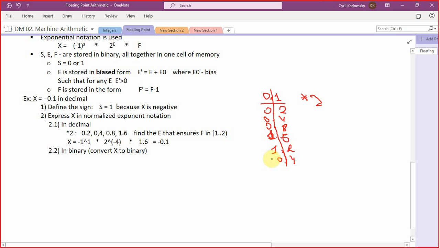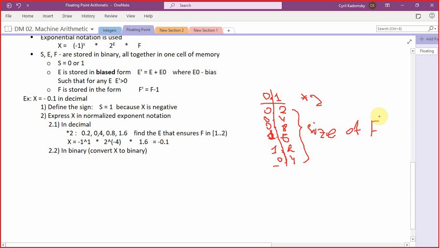Our fractional part can be infinite, but of course we can store only a finite number of digits in our representation. So the number of steps here depends on the allowed size of the fraction. We cannot store more bits there.